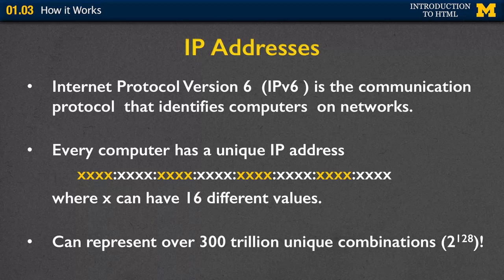Well, there's been a new version of IP addresses because every single client needs their own address. And if you think of how many people have laptops and smartphones, we need a lot of different options. So with these IP addresses, you basically have sets of numbers, you have these different sets right here where each X can represent one of 16 different values. So you can see we have a lot of options, over 300 trillion, in fact.